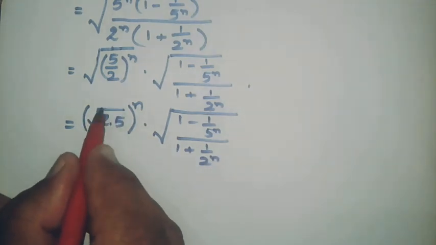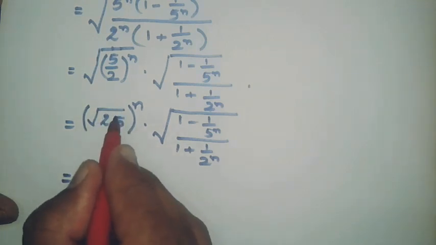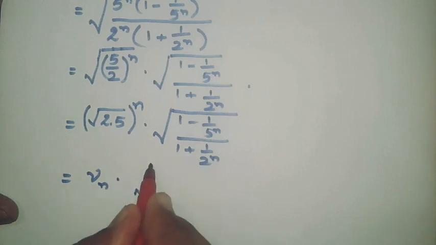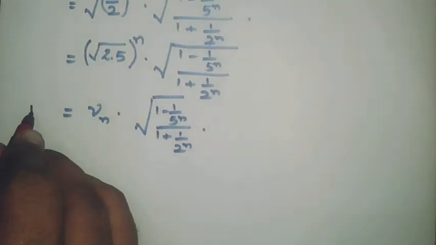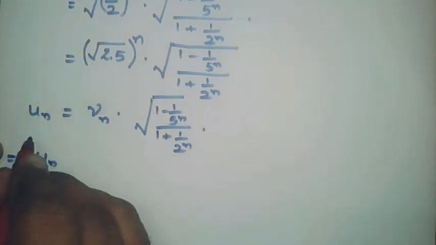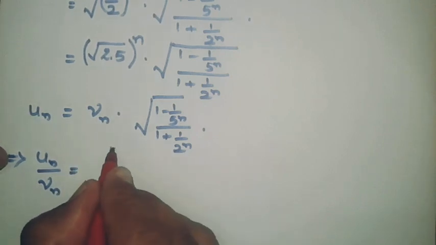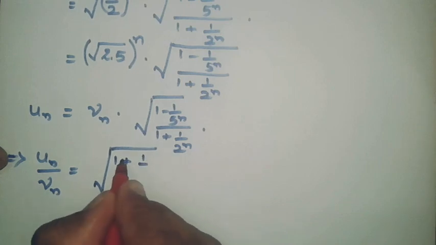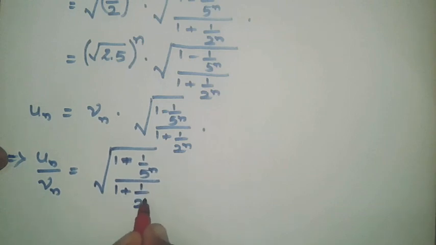Now this we have to take as Vn, as per our previous experience. The remaining thing is square root of 1 minus 1 by 5 to the power n divided by 1 plus 1 by 2 to the power n as it is. Now on LHS we are having un. So when we take this quantity to the left hand side, it comes to the denominator. Un divided by Vn is equal to square root of 1 minus 1 by 5 to the power n divided by 1 plus 1 by 2 to the power n.